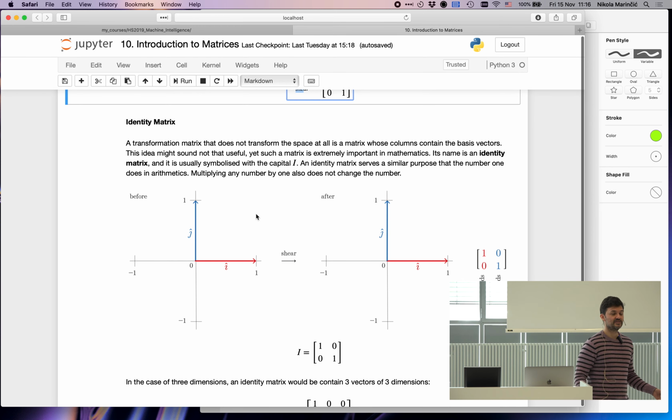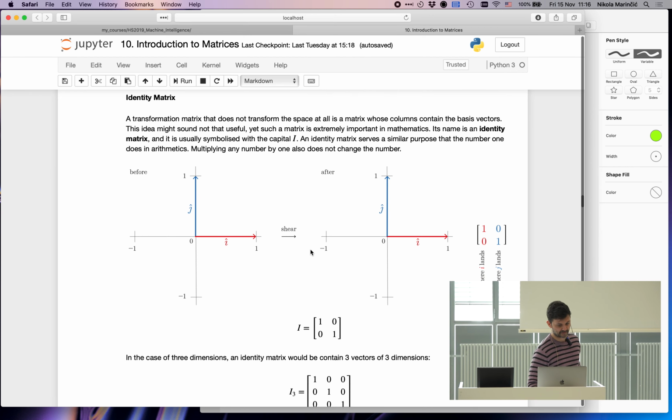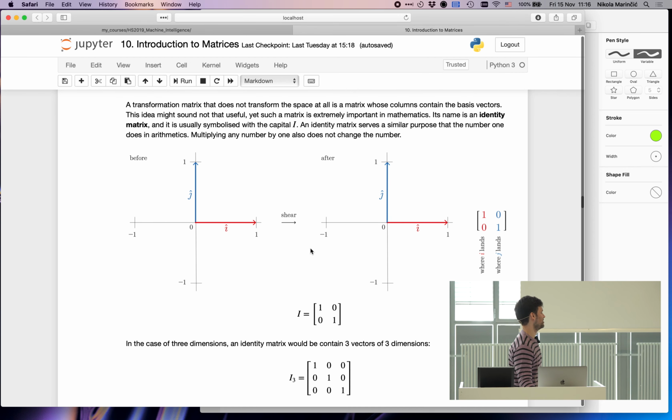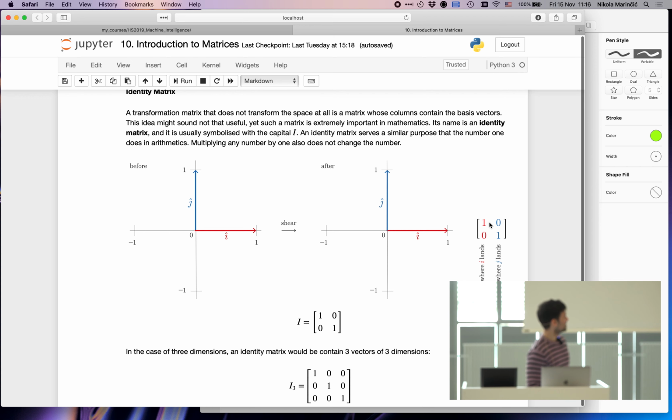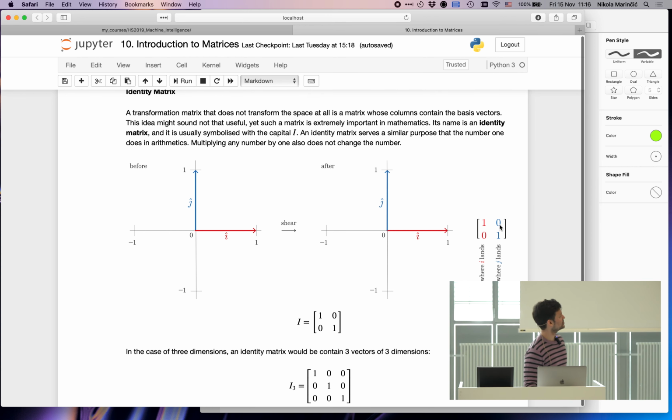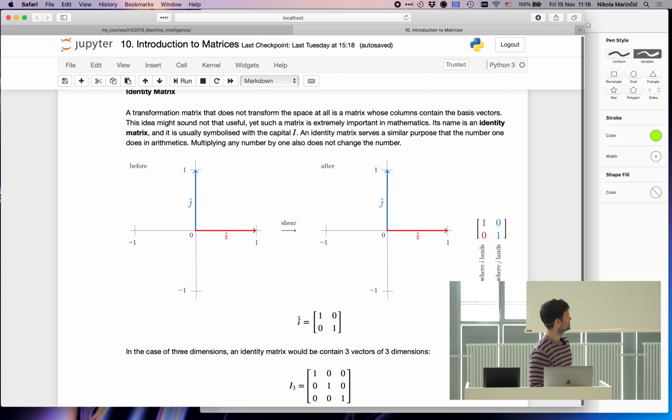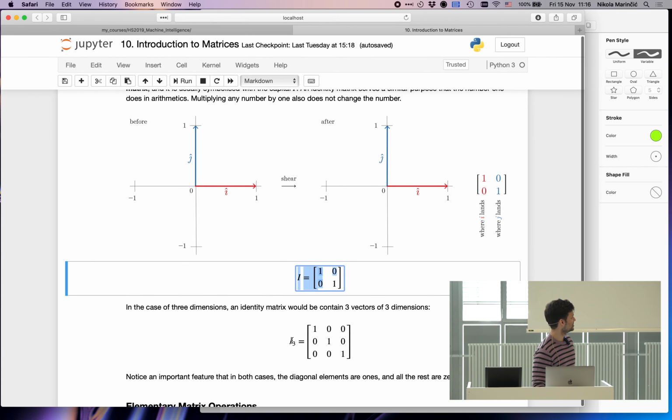It is a matrix which doesn't end up doing anything to the space. So where you start is where you end. But this matrix is also very, very useful, especially for solving systems of equations, because i remains where it is, 1, 0, and j remains where it is, which is 0, 1, and this is the matrix of the size 2, and this is the matrix of the size 3.